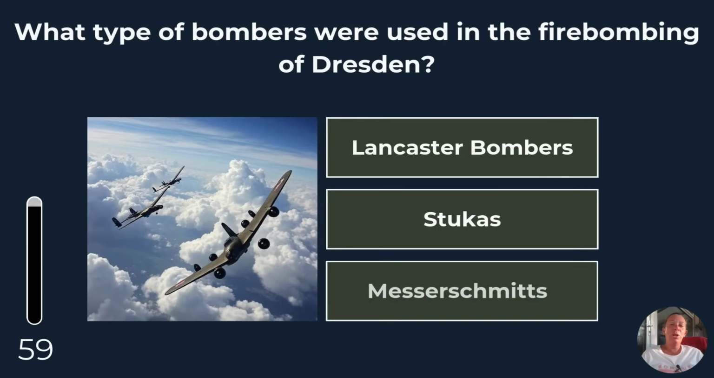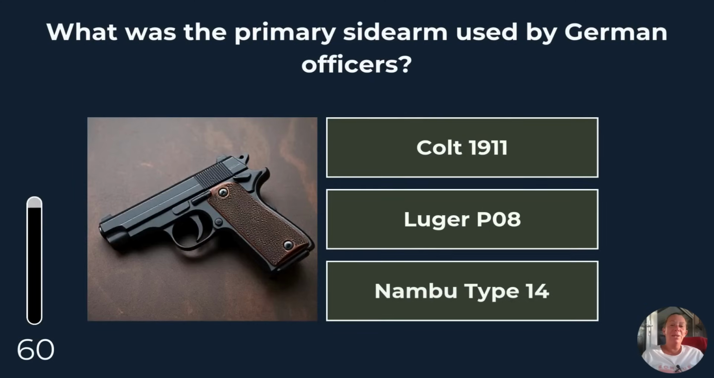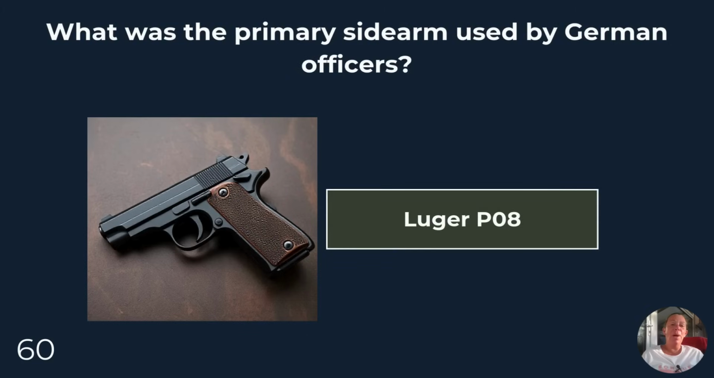What type of bombers were used in the firebombing of Dresden? Lancaster bombers, Stukas, or Messerschmitts? Lancaster bombers. What was the primary sidearm used by German officers? Colt 1911, Luger P08, or Nambu Type 14? Luger P08.